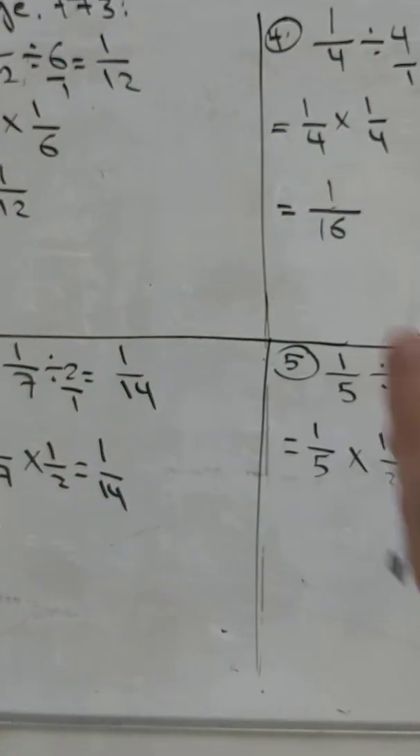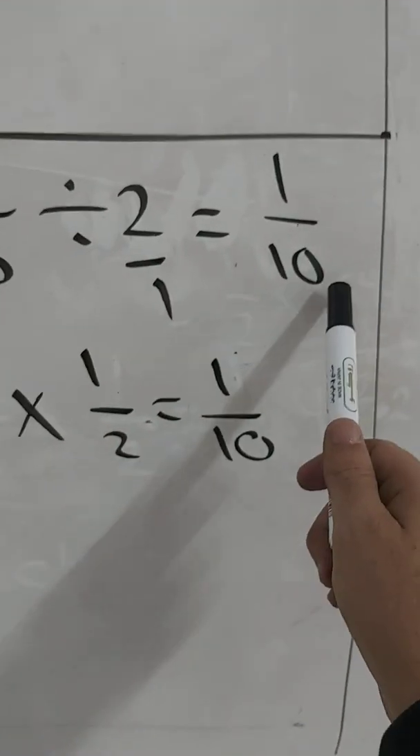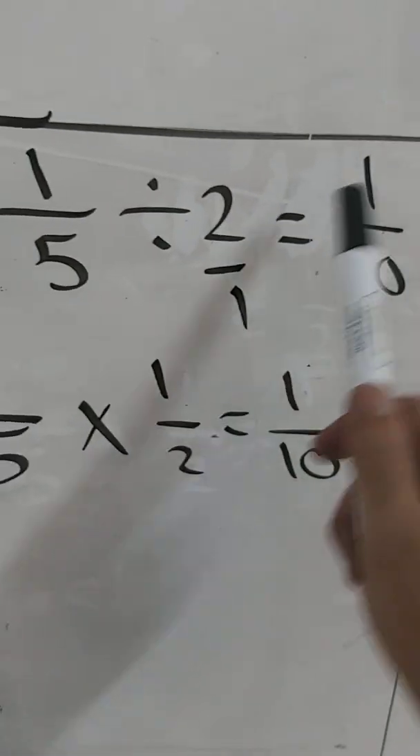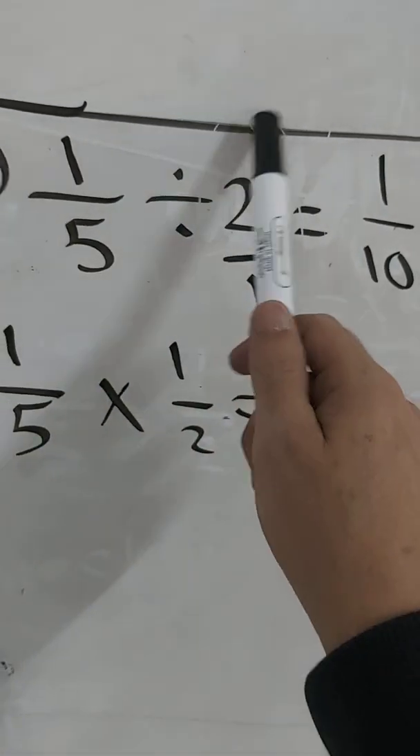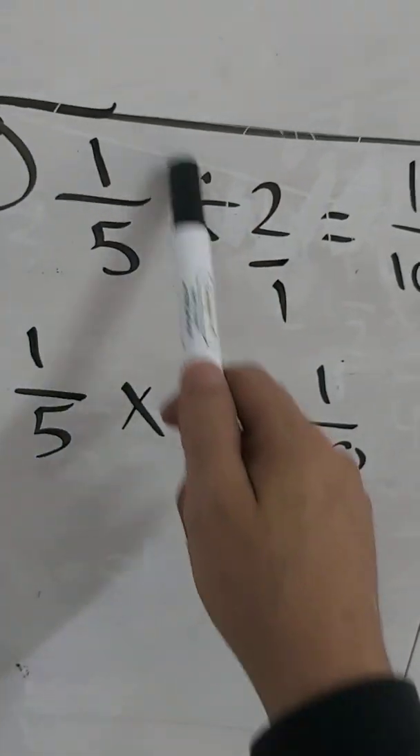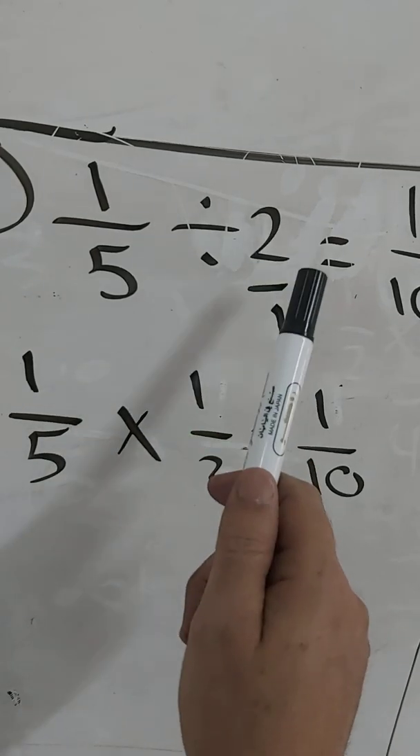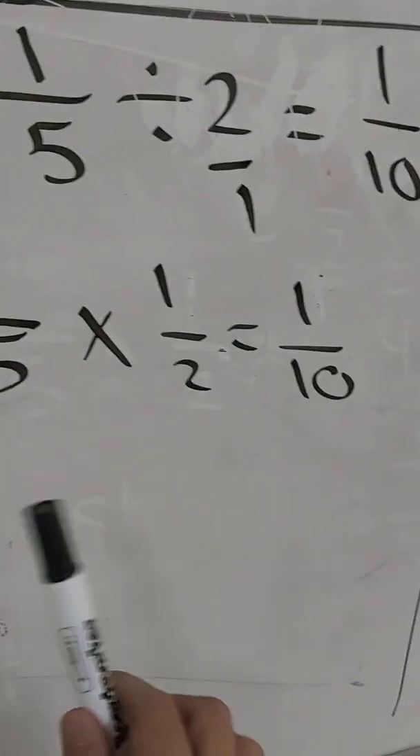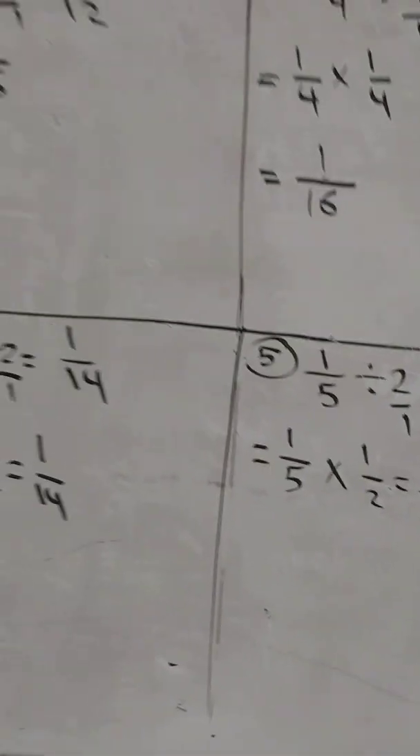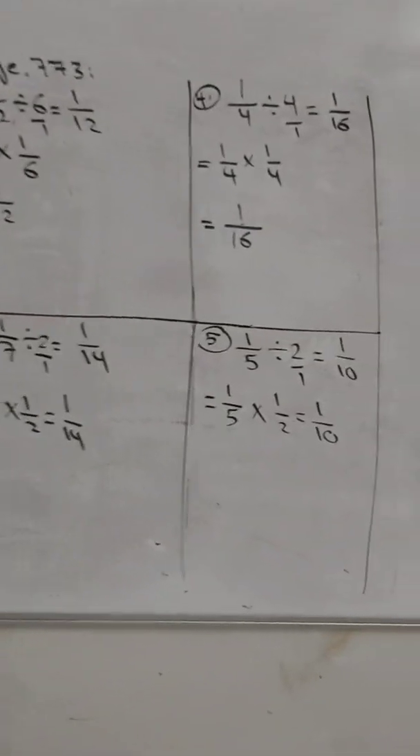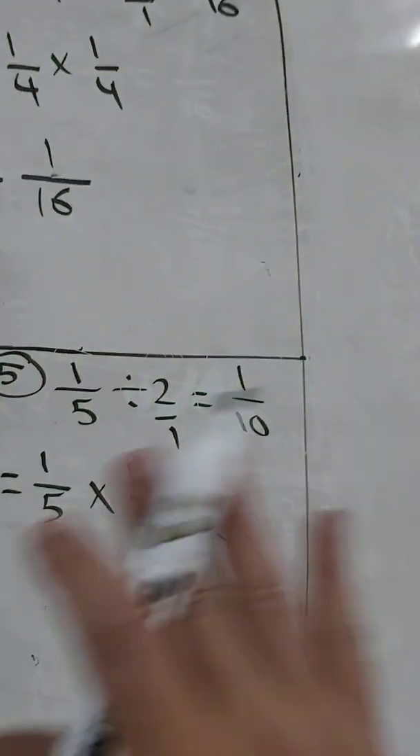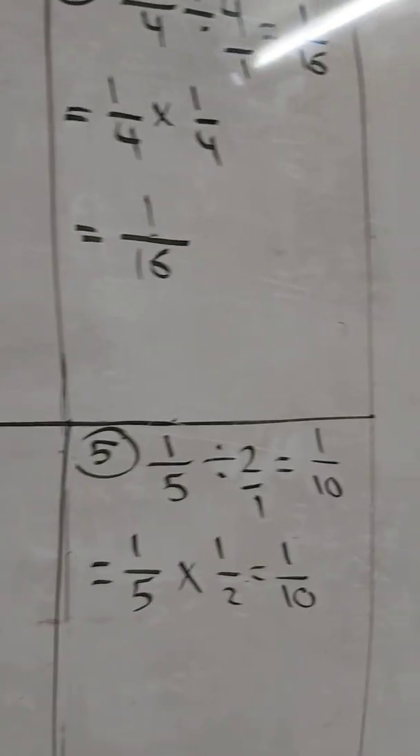And we can check the answer as we did here. We always check by multiplying the quotient by the divisor. The answer should be the dividend. If the answer is not the dividend, it means you have something wrong here. Now you have also questions 6 and 7 on this page, so you can do more with them.